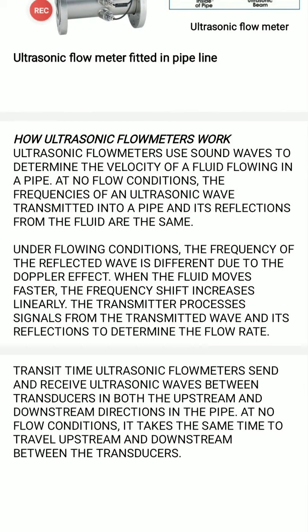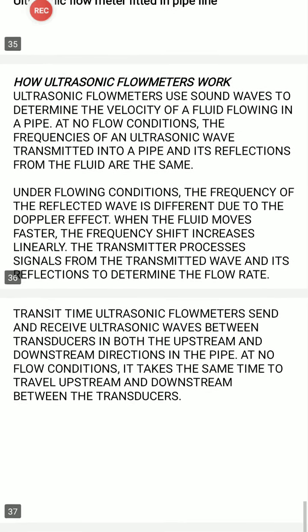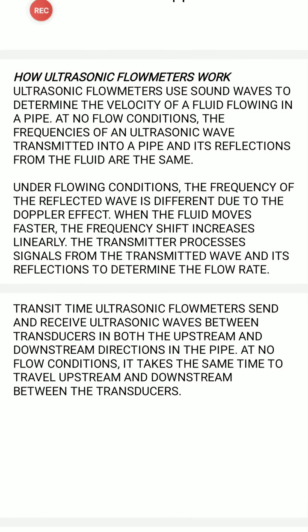At no flow conditions, that is when the pipe is empty, the frequencies of the ultrasonic waves transmitted into a pipe and reflected from the bottom of the pipe are the same. That means in the empty pipe, when there is no flow condition, transmitted waves and received waves at the transmitter and receiver end are the same. Now we have to consider the different velocity or different pressure conditions of the pipe, when the pipe is fully filled with fluid flowing, or half filled with fluid flowing. Under these conditions, what happens with these transmitted waves?